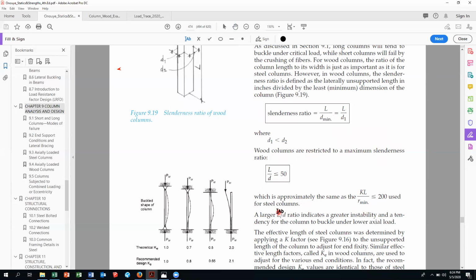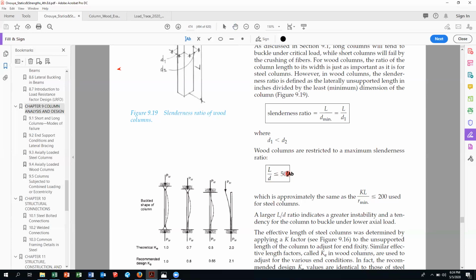So in the old days, they used to say if the L over D was less than 10, it was a short column. It was going to fail in compression. Between 10 and 20 was what they call the medium column. And then anything between 20 and this maximum of 50, they talk about a long, slender column.